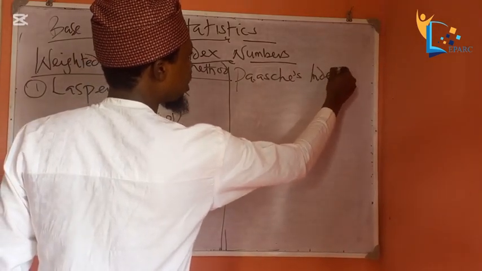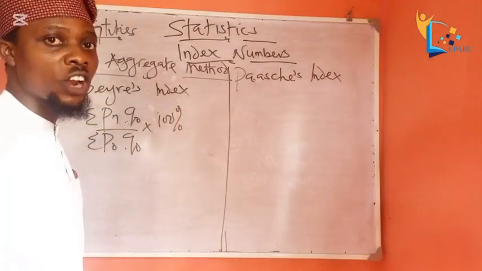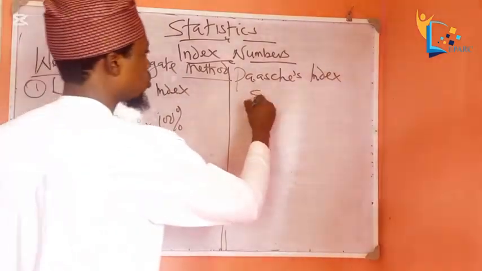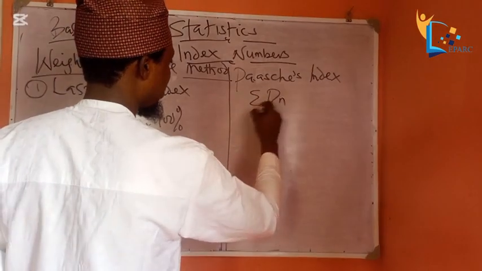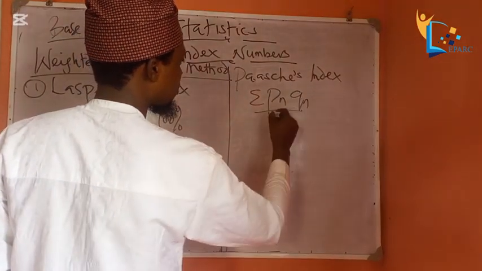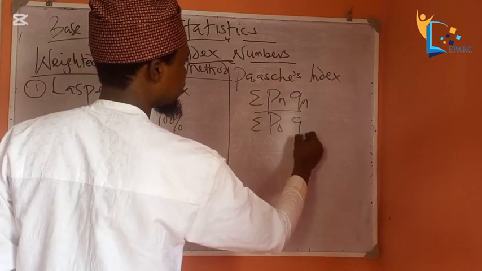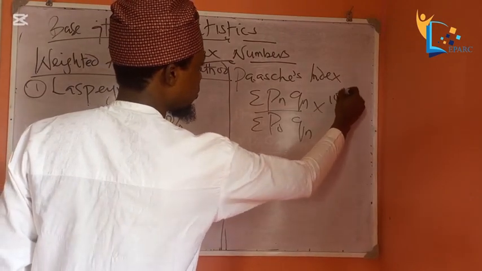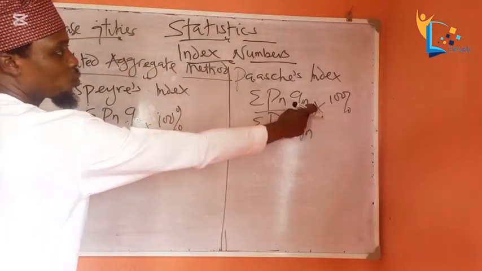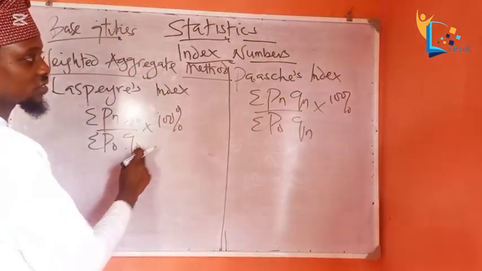Now, for the Paasche index, when current quantities are used, it is known as what? The Paasche index, okay? When current quantities are used, it is known as the Paasche index. Current quantities, base quantities, current quantities, okay?